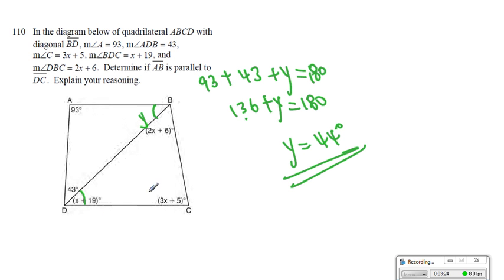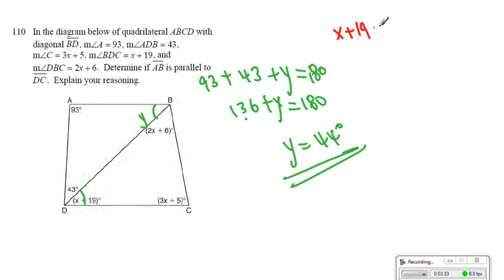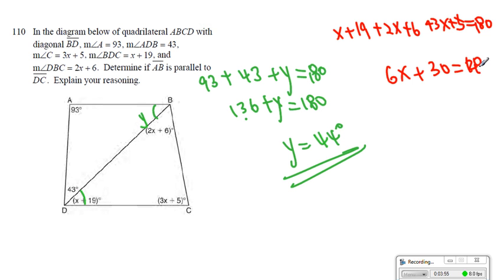How about the interior angles here with the x's? So when you add up, for example, I'm going to try to do that with maybe red, x plus 19 plus 2x plus 6 plus 3x plus 5 equals 180. That means when you combine the x's, we end up getting 6x plus 30 equals 180, which makes 6x equal to 210. Oops, no, 150. Then x must be equal to 25.